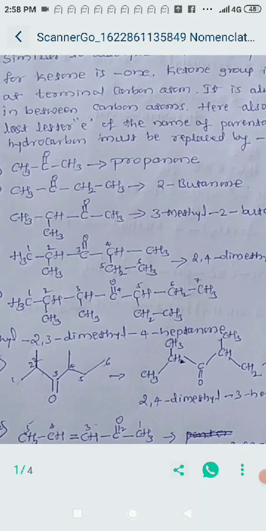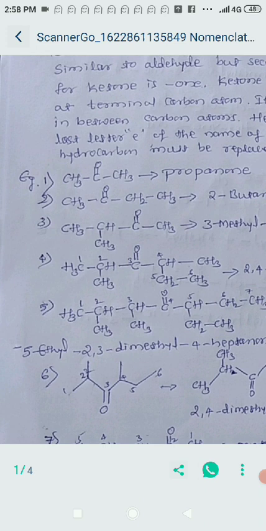Now I give some examples here. That is CH3-CO-CH3. That is 3 carbons are there. Propane, you replace E by ONE, propanone. And the second one, CH3-CO-CH2-CH3. That is 4 carbons are there.